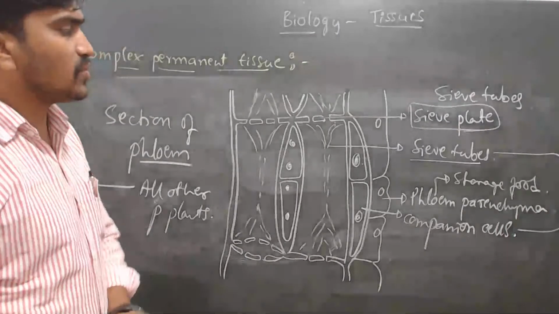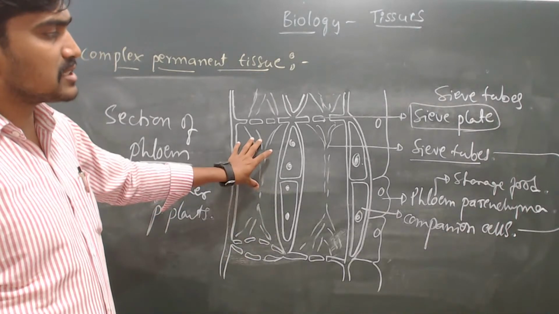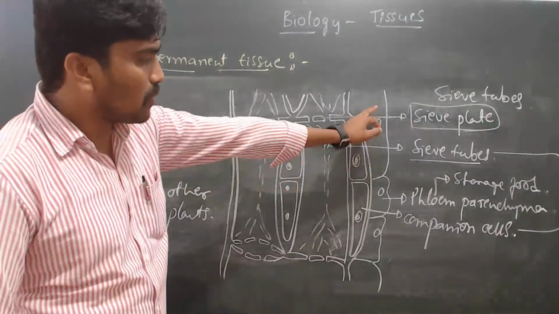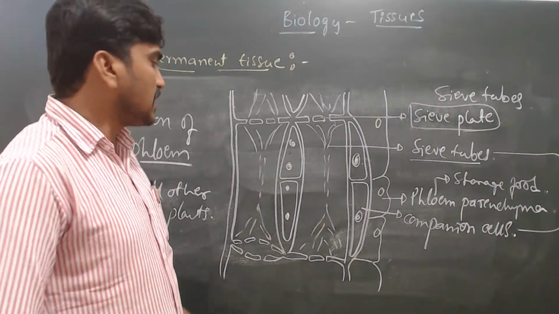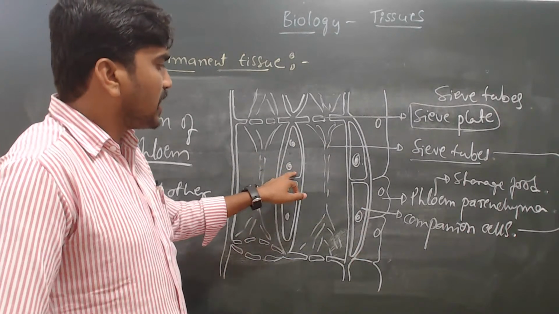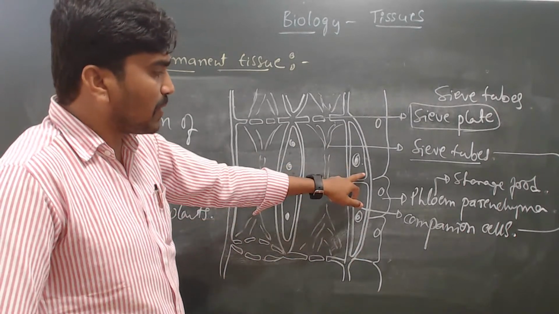This is a section of the phloem. Just see here, all parts are present. Sieve tubes. The outer structure is phloem parenchyma. These are known as companion cells. See here: sieve tubes, companion cells, sieve tubes, and again companion cells.